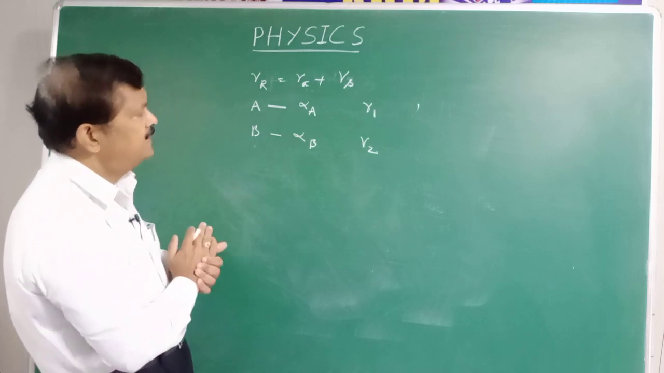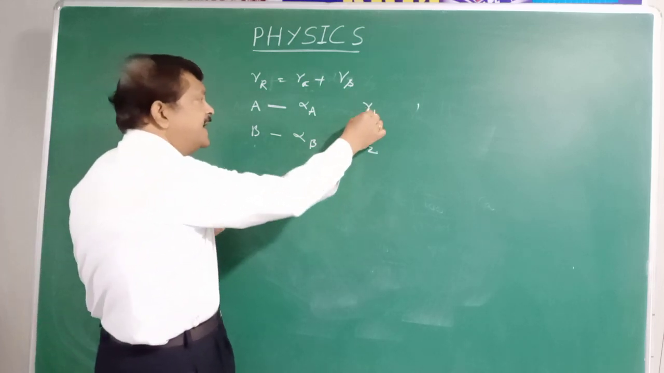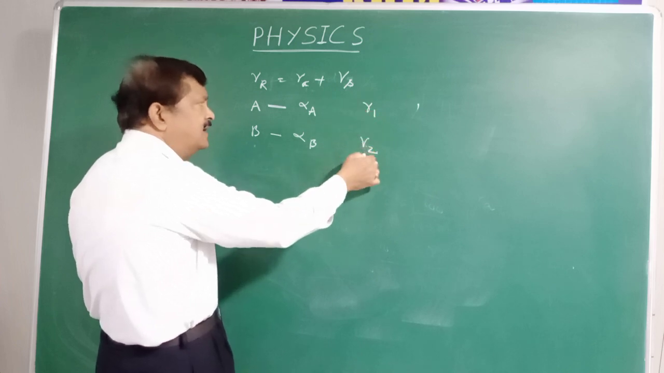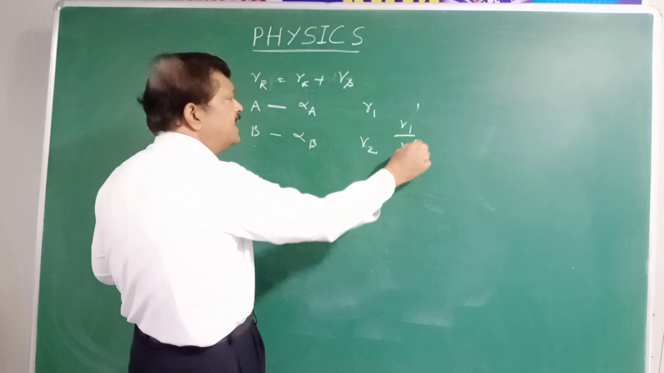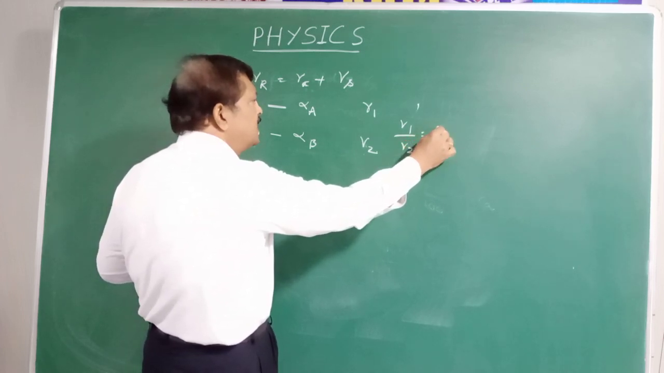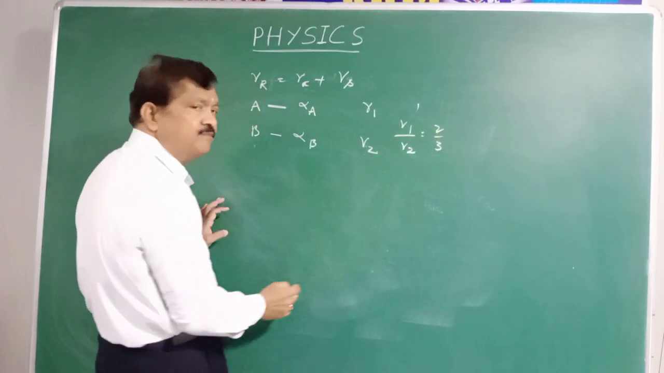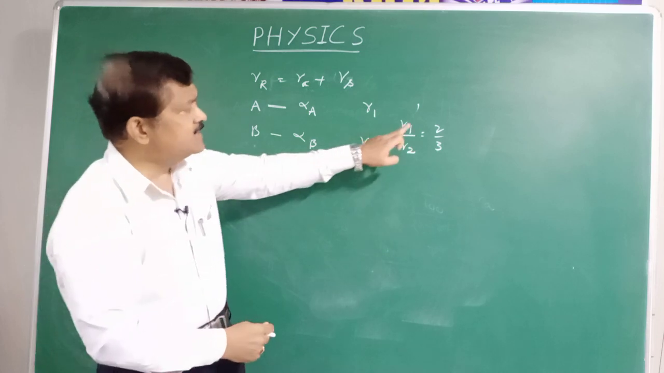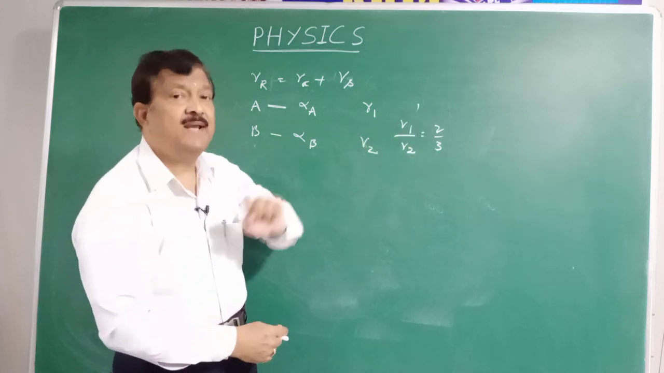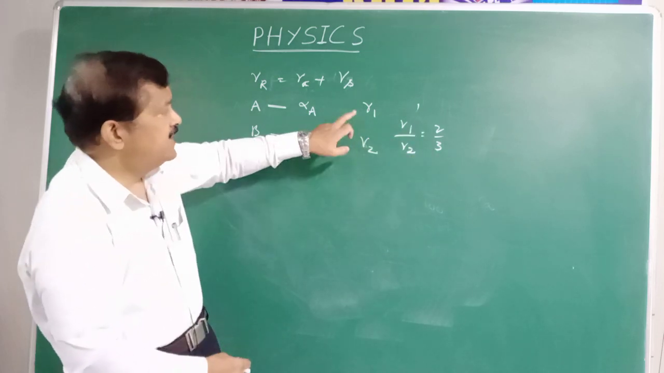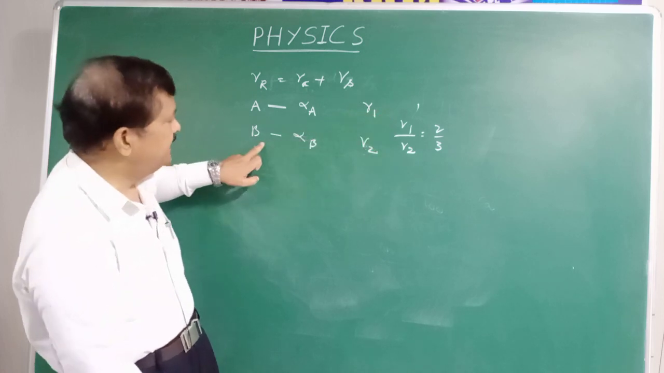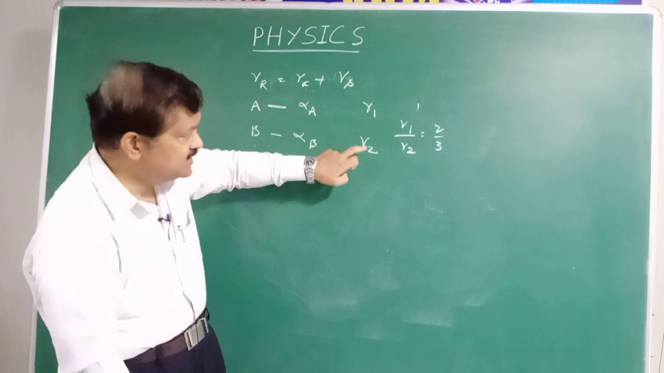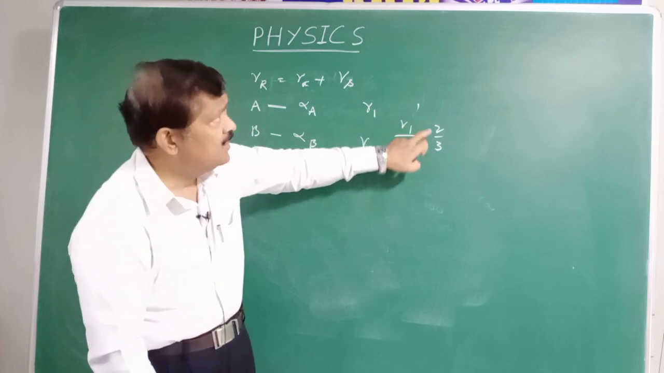It is found that the coefficients of apparent expansion in the first container and the second container are in the ratio gamma 1 by gamma 2 equal to 2:3. In the first one, it is gamma 1, the coefficient of apparent expansion. In the second container B, the coefficient of apparent expansion is gamma 2. But they are present in the ratio 2:3.